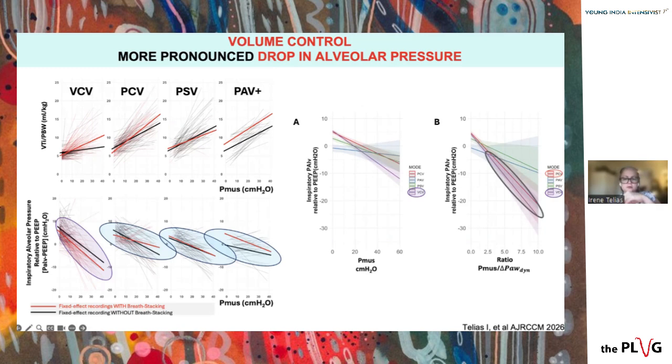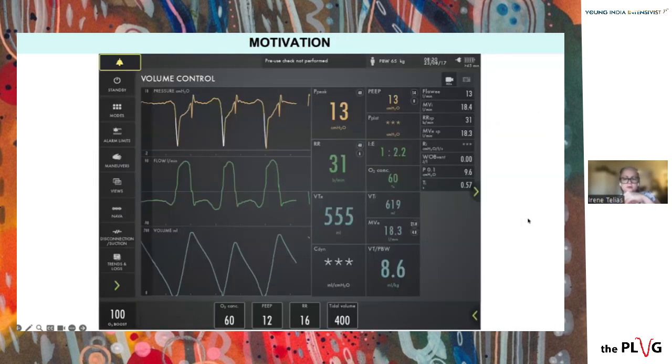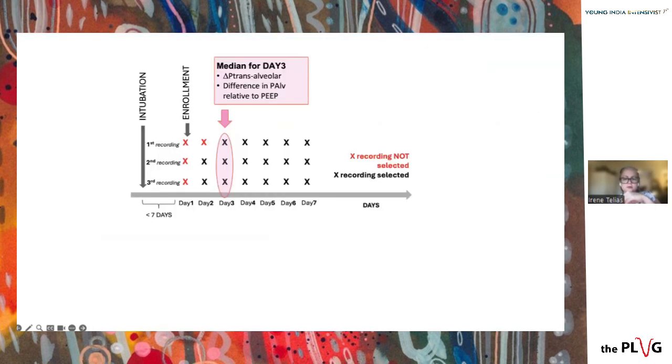So the bottom line is that on volume control, the stronger the effort, the smaller is the positive pressure from the ventilator, okay? And that's the reason why the alveolar pressure drops so profoundly, okay? Which is what's happening here, okay?